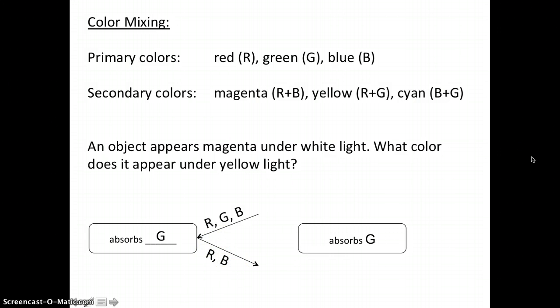So let's take the same object, which absorbs green, and view it under yellow light, which is red plus green. The green is absorbed, and only red is reflected, so the object looks red.